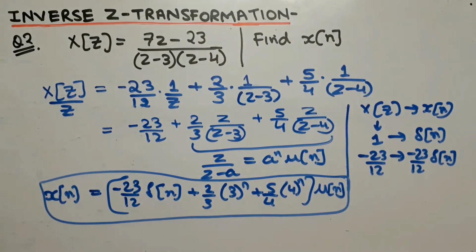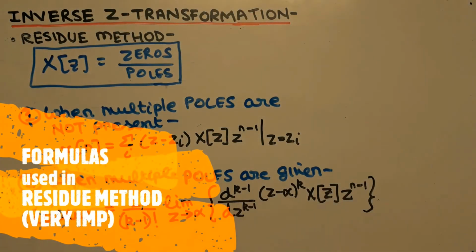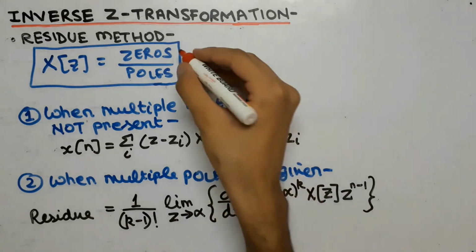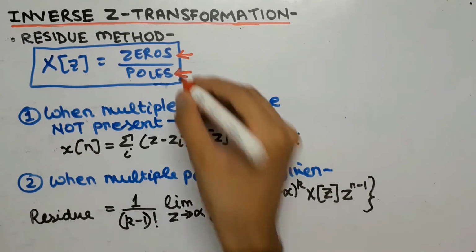Now guys, we are going to do another question, that is question number 3, in which we will be using residue method. But before doing that question, we will first look at the formula that we will have to use in residue method. Now guys, these are the formulas that we will use while solving questions with residue method. First of all, we are going to understand what are zeros and what are poles. So whatever is in the numerator are the zeros and whatever is the denominator are the poles.